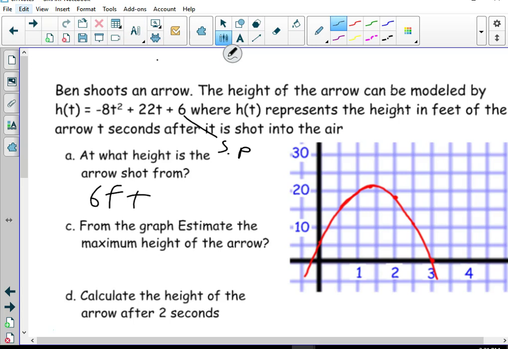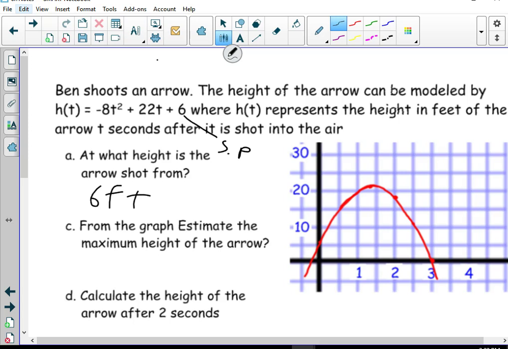Okay, so for example, I'm about 6'3", so 6 feet is about here. So if I release an arrow right at my head, 6 feet. That's the starting point. That's where it left the bow. Now, from the graph, estimate the maximum height. We're not doing all the math here. Just estimate about what is the highest point.